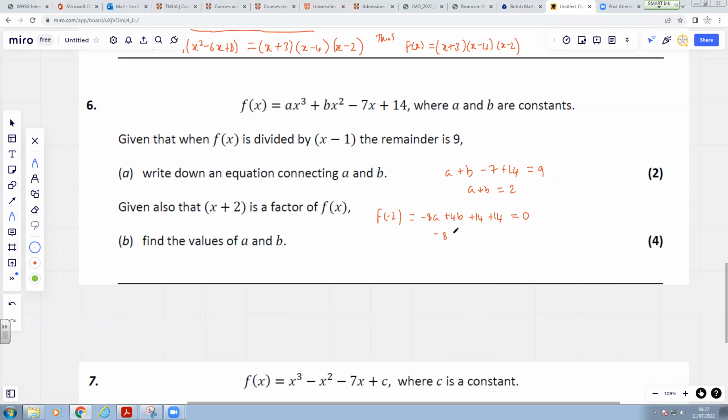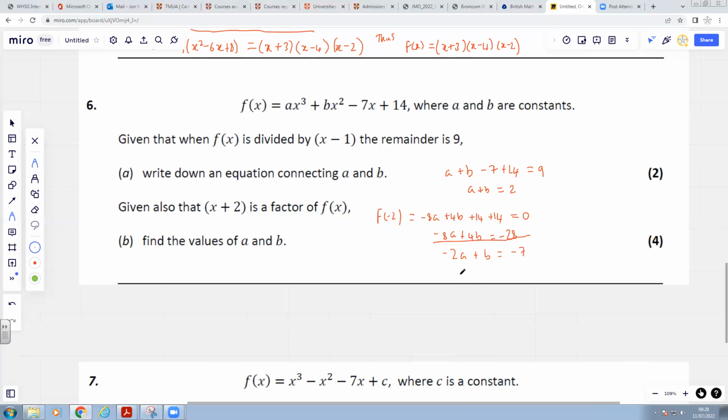And so we're going to get minus 8a plus 4b is minus 28, after you add the two 14s together and take it to the other side of the equals. You could divide this by 4, or you could times this by 4. I'm going to divide this by 4 because it cancels nicely. Okay, so I've got minus 2a. Let me just draw a line under that. Plus b is minus 7.